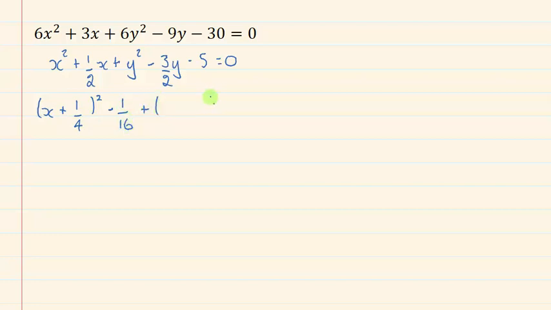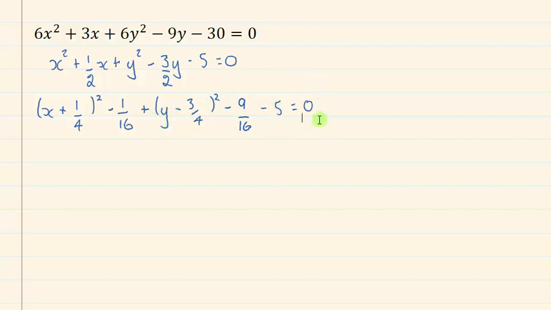Then add on a squared bracket to complete the square for the y terms. Look at the y term here and halve the coefficient of that, so that would be minus 3 over 4. And then subtract from the bracket 3/4 squared, which is 9/16. Minus 5 equals 0.